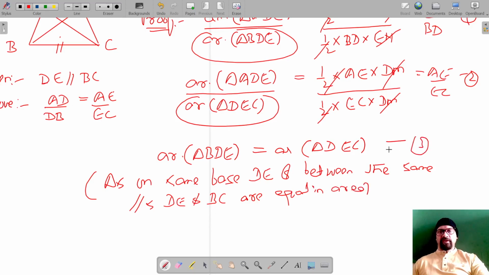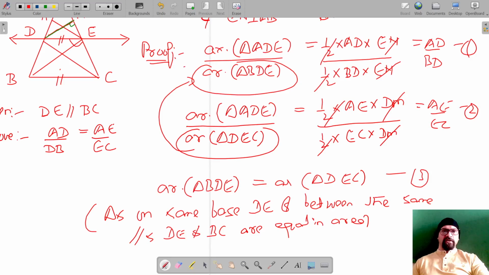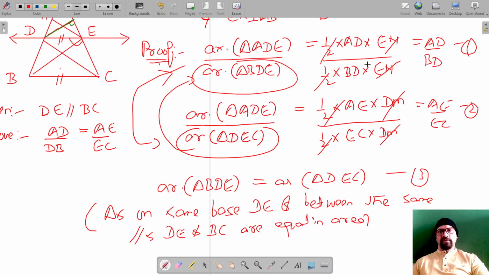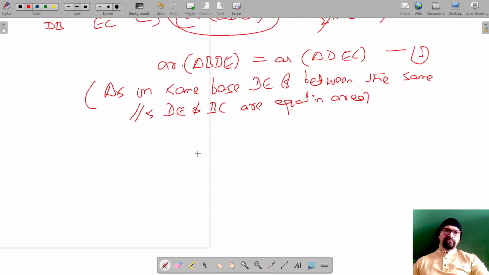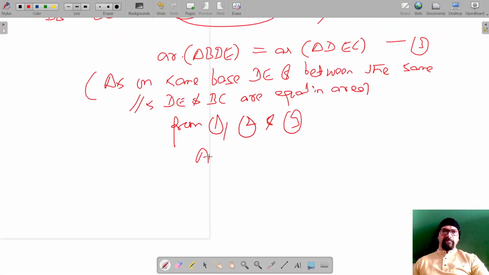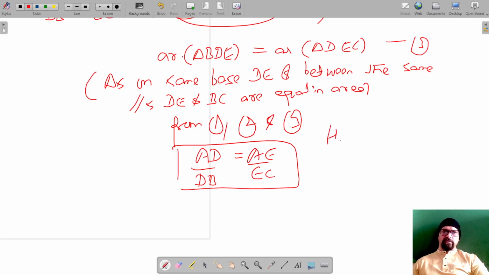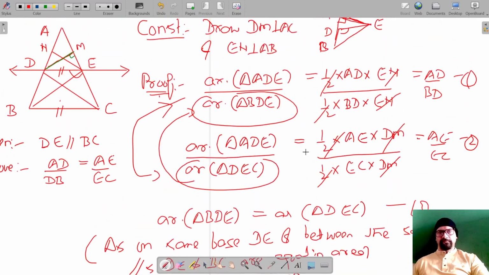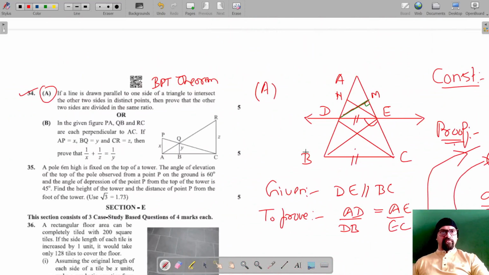in area. And so that means I can replace DEC with BDE, and then both these two sides of these two equations become equal. That is, the LHS becomes equal and RHS becomes equal. So instead of replacing this, I can simply write from 1, 2, and 3: AD by DB is equal to AE by EC. Hence, we have proved the BPT theorem. Let's move on to part B.